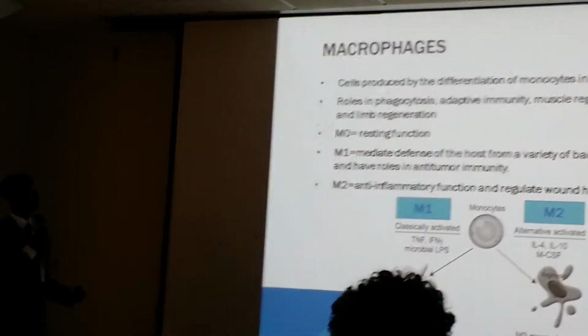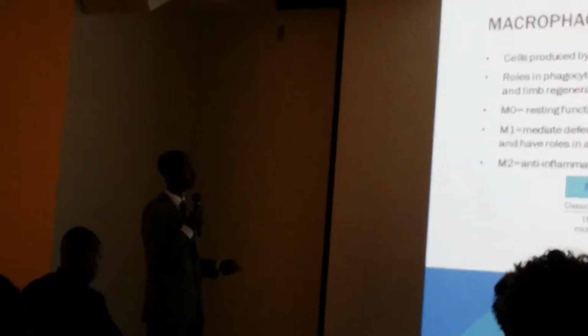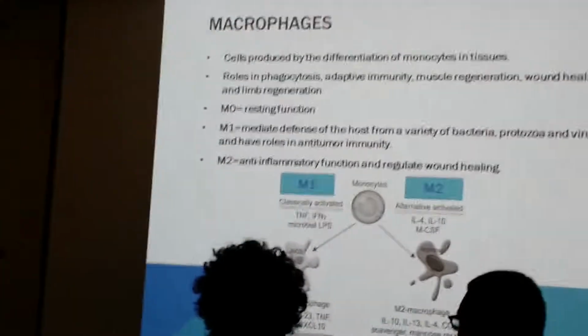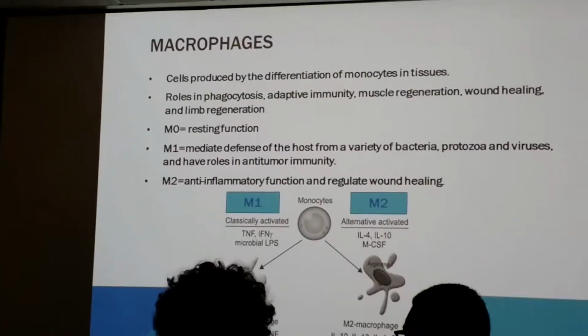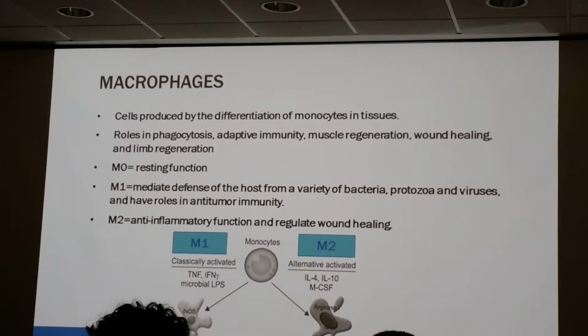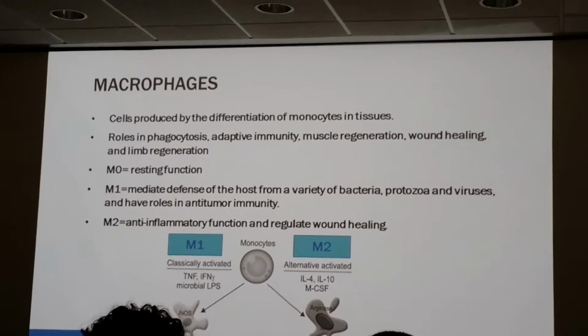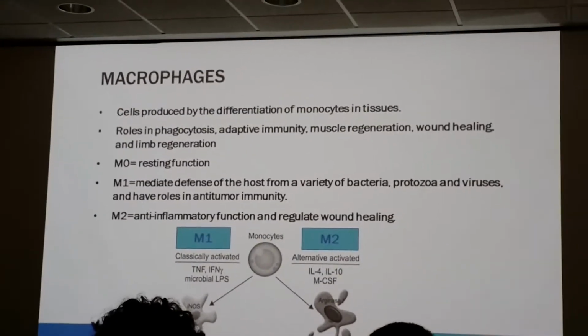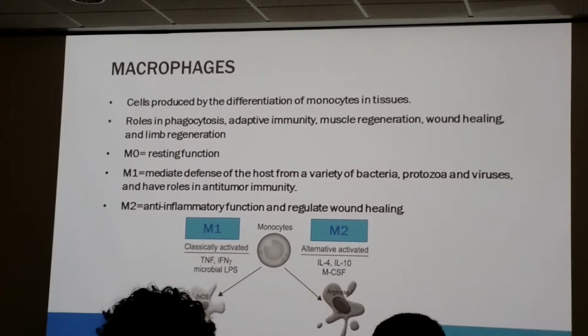When I refer to macrophage soluble factors, I was referring to macrophages, and basically they are cells that do immunity, muscle regeneration, wound healing, and there are 3 different types of macrophages. The M0 macrophage is at a resting function.